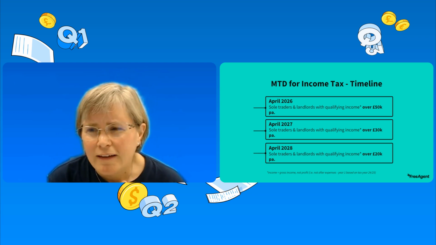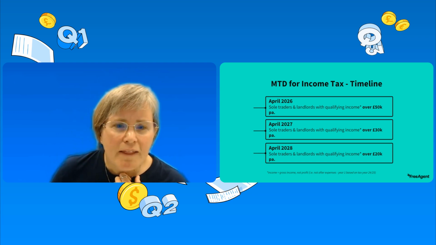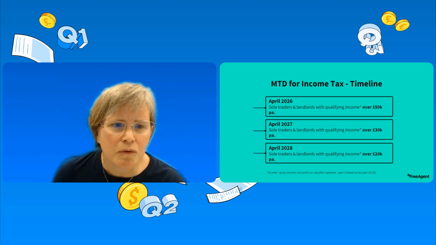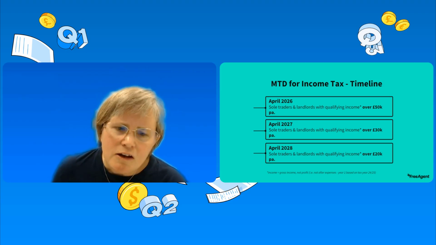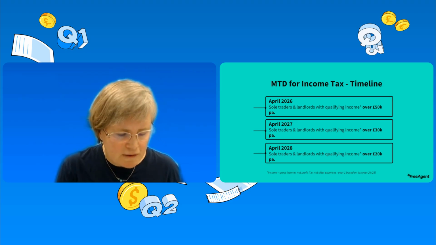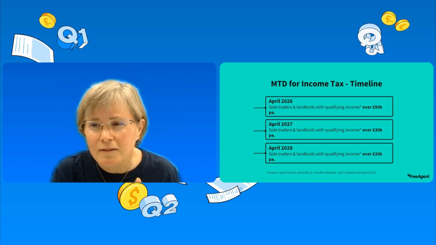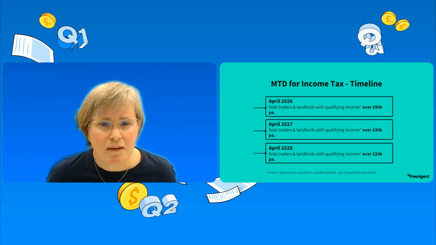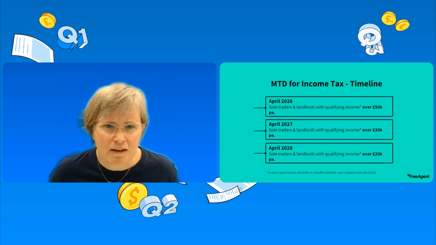When do you look at to see if your qualifying income has breached the threshold? You look at the tax return, the old style self-assessment tax return you do for the previous tax year. So you need to look at your tax return for 24-25. That's the tax year that finished on the 5th of April 2025. If during that period your qualifying income was more than £50,000, you're in the first tranche for Making Tax Digital for income tax.